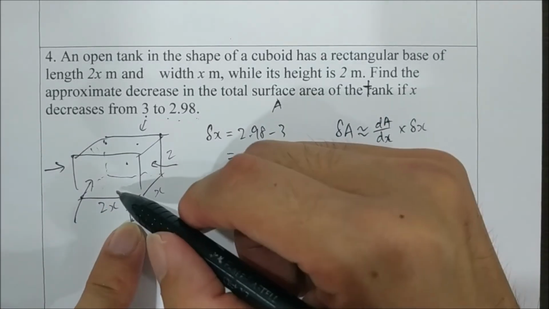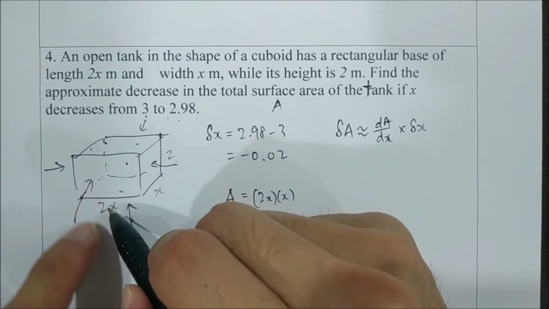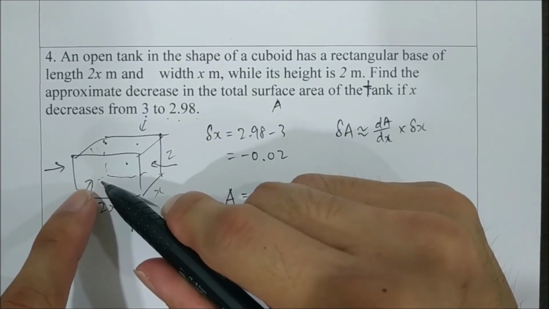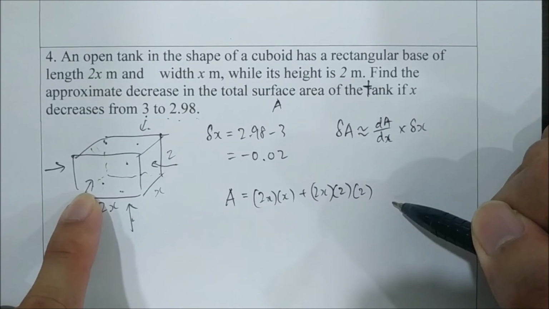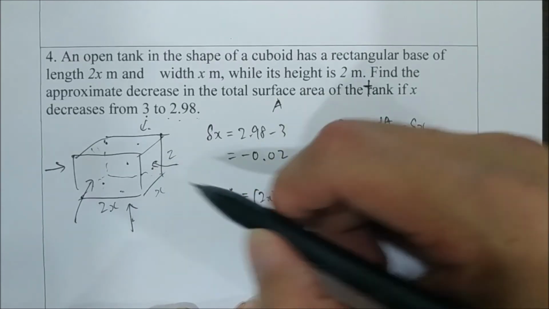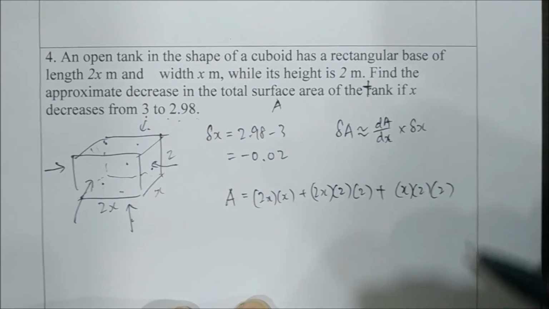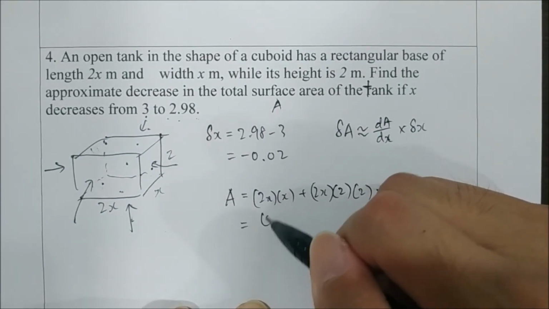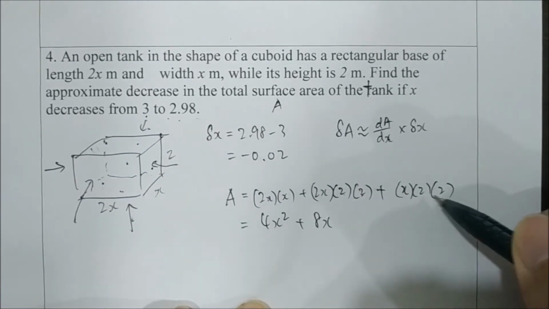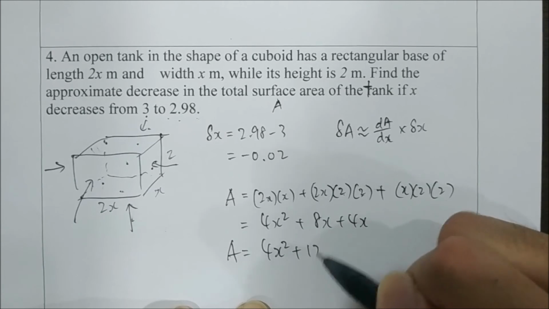The base here is 2x times x. Then we have this side, which is 2x times 2. There are 2 of these because one is at the front, one is at the back, so it multiplies 2 again. Plus the 2 at the side, the right-hand side and the left-hand side. At the right side here we have x times 2. Since there are 2 sides, we multiply 2 again. Then we multiply it out: 2 times 2 times 2, 8x, plus 4x. So the total surface area is 4x squared plus 12x.